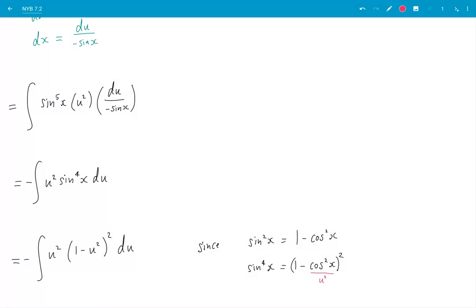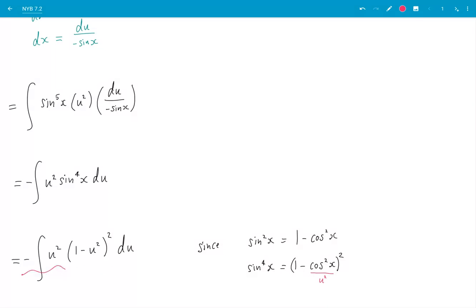What can I do? Well, because, and this is the key, because this is an even power of sine, I can use a trig identity to write sine to the 4 in terms of u. Okay, so it's going to be 1 minus u squared, all squared. I repeat, it's because this is an even power of sine.